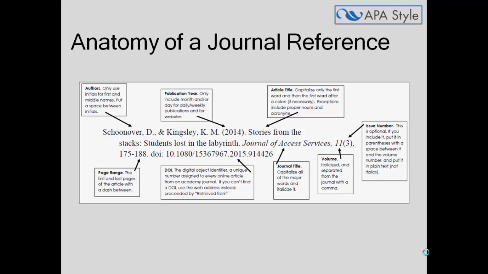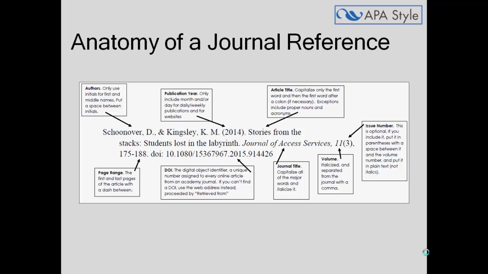And finally, if you retrieved the article online, you include a DOI, Digital Object Identifier, which is a unique number assigned by the publisher and only used for scholarly journals. If you can't find a DOI, substitute the website address for the article, and it would be "retrieved from" and then the website address. If you have a DOI or a URL, you do not put a period at the end of it.